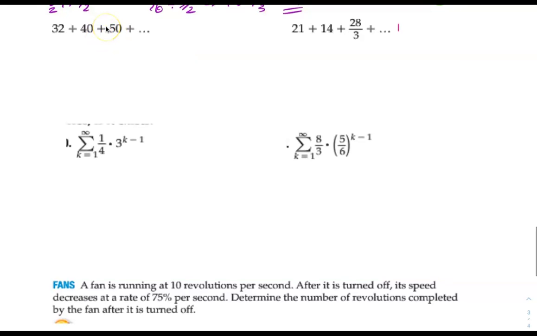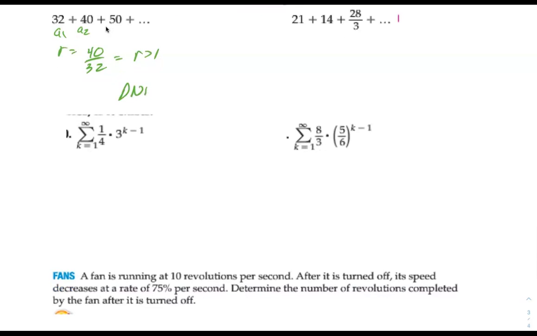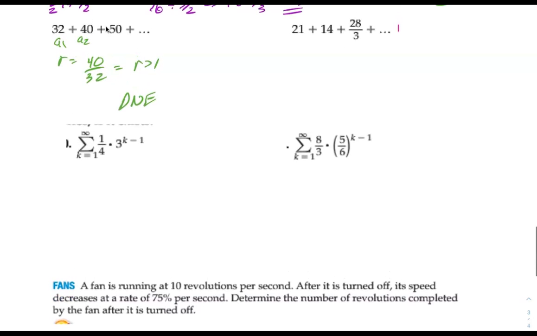Next one, same question. First find your r. I get 40 over 32. So again, r is bigger than 1, it's divergent, it does not exist. There's no infinite sum for that one. The next one, it looks like my r is going to exist. I get 14 over 21, so I get 2/3 dividing both by 7. So r is less than 1. I could do this one. It is convergent.